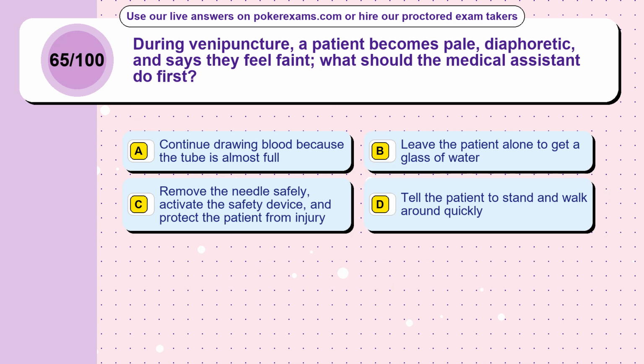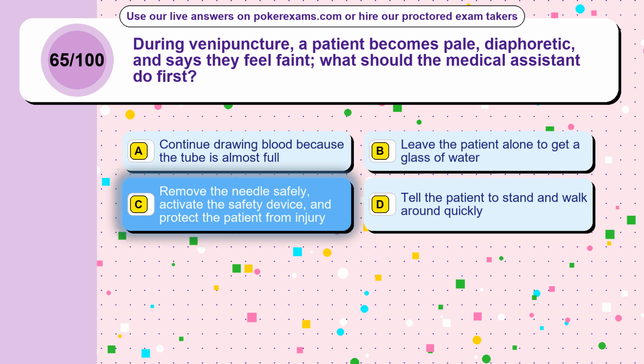Question 65. During venipuncture, a patient becomes pale, diaphoretic, and says they feel faint. What should the medical assistant do first? Option A. Continue drawing blood because the tube is almost full. Option B. Leave the patient alone to get a glass of water. Option C. Remove the needle safely, activate the safety device, and protect the patient from injury. Option D. Tell the patient to stand and walk around quickly.